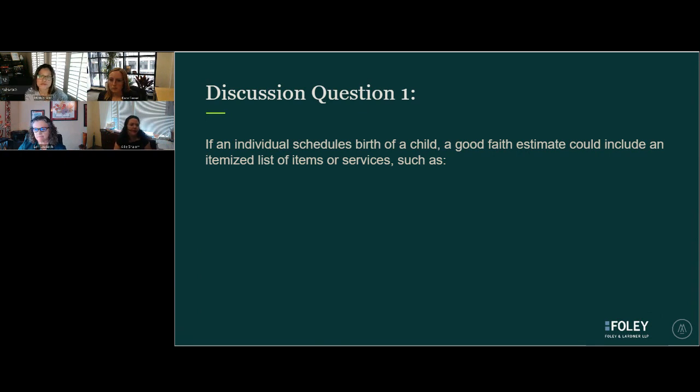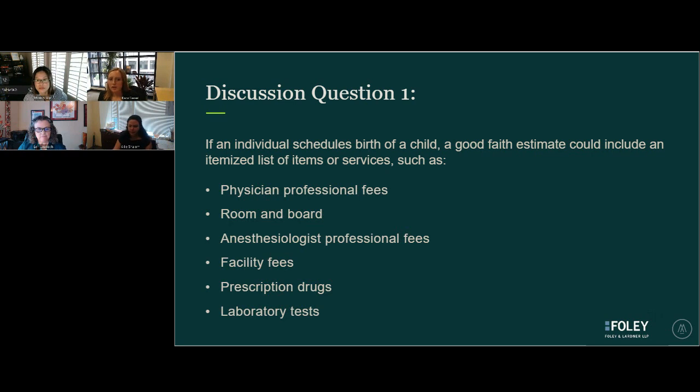So if an individual schedules a birth of a child, what are some types of things a good faith estimate for that might include? What types of items or services should be listed there with estimates? Yeah, there's a couple of things I just put on the screen there. We need to think about the physician professional fees, room and board, anesthesiologist professional fees, facility fees, prescription drugs, laboratory tests, anything that could be expected within the course of a birth of a child should be included within the good faith estimate.